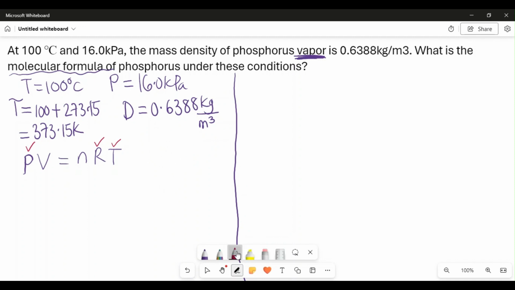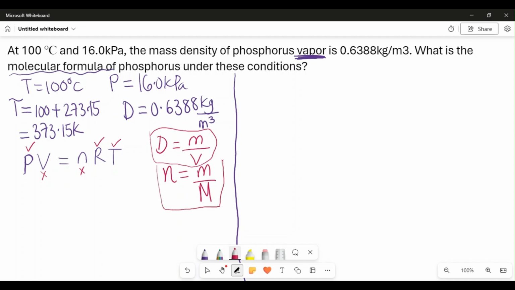So you have all of this information, but you don't have the volume and you don't have the number of moles. But what you do have is the density. And we know that density equals mass over volume, and we also know that number of moles equals mass over molar mass. So we can substitute for volume in terms of density and mass, from the first relation I'm boxing right here, and for the number of moles we can substitute mass over molar mass, because we're actually solving for the molecular formula. So we're going to do that.